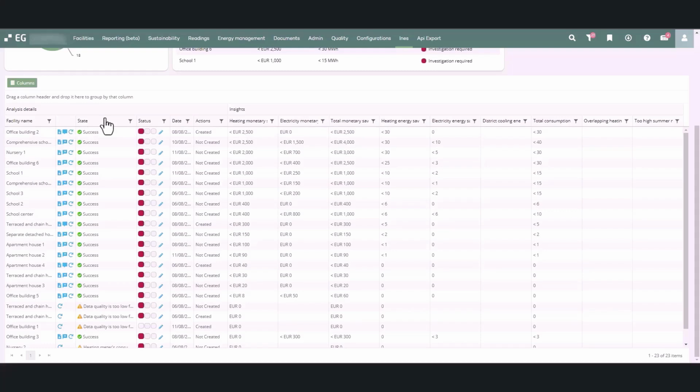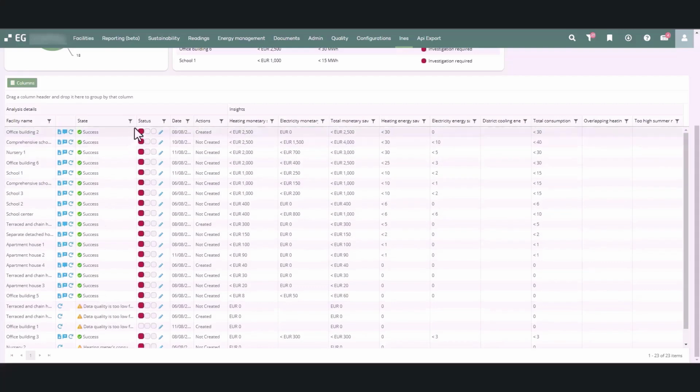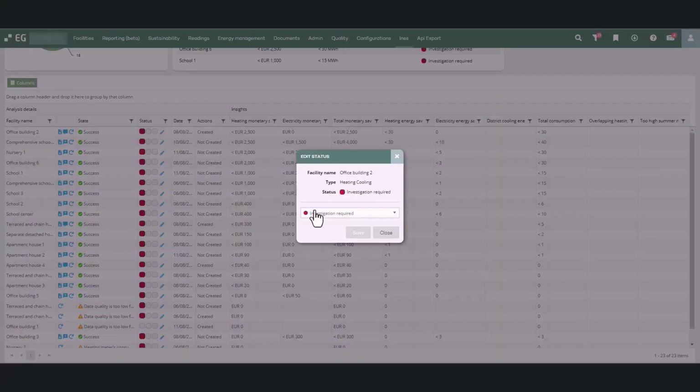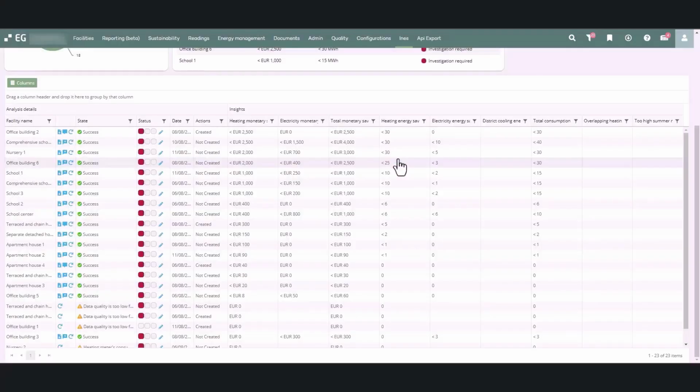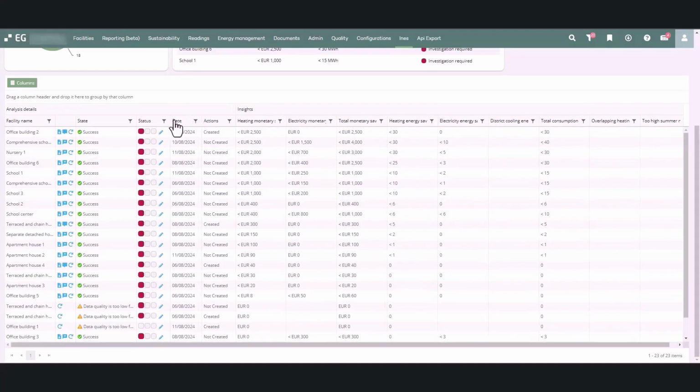The state column shows whether the analysis was successful and any possible reasons for its failure. The status column presents the status of the findings, which you can change using the pencil icon. The date column shows when the calculation was last updated. The actions column shows whether actions related to the analysis have already been created for the facility.